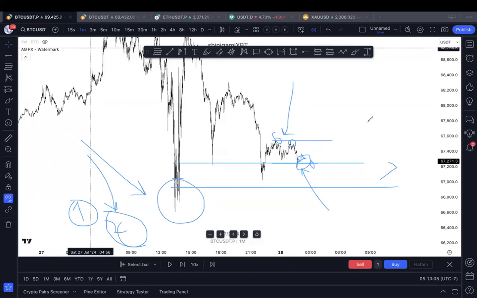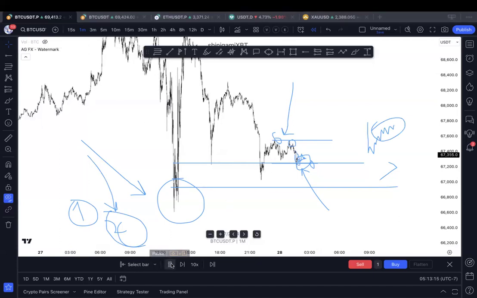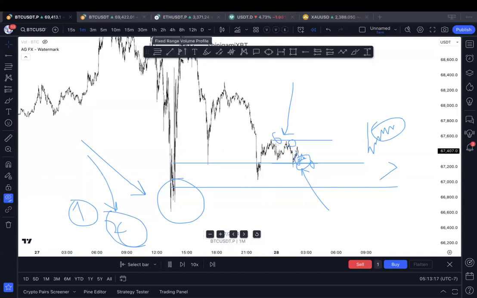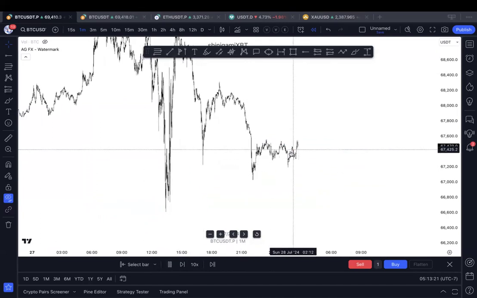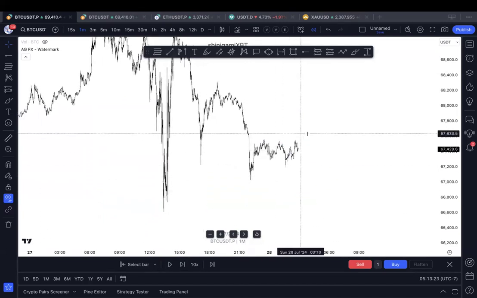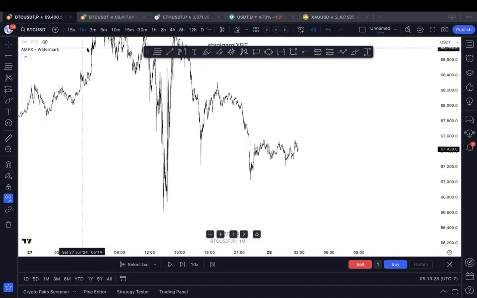Obviously the structure we got afterwards was pretty much a grind up after this quick move down, and that's what I was looking to bid. If I play a bit more and delete this here, by the time price has done this break of structure, I'm pretty much interested in price right now. And I think my long was probably around here as well, because of the way the price held.